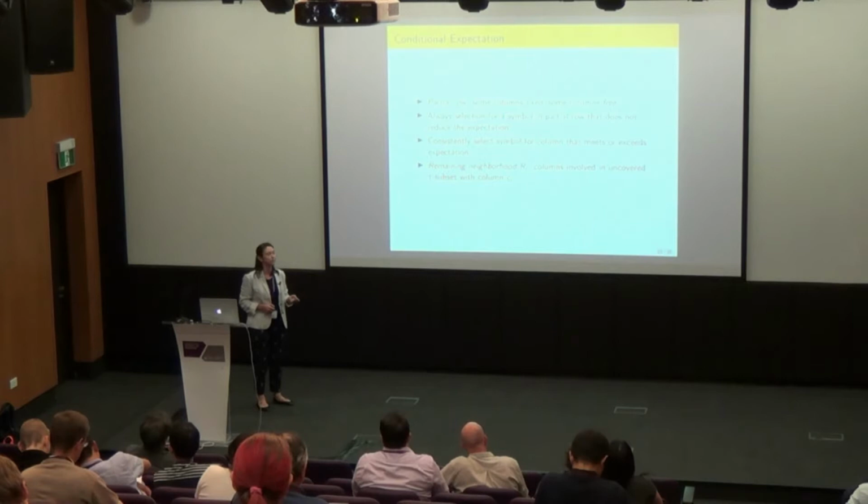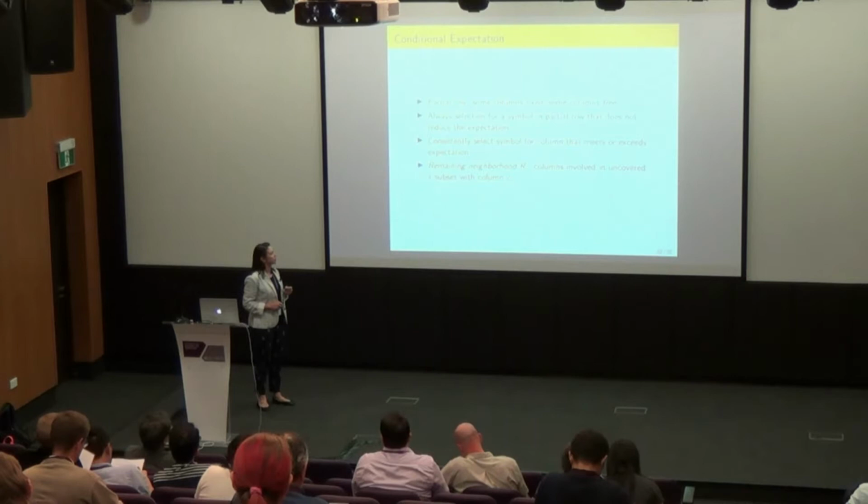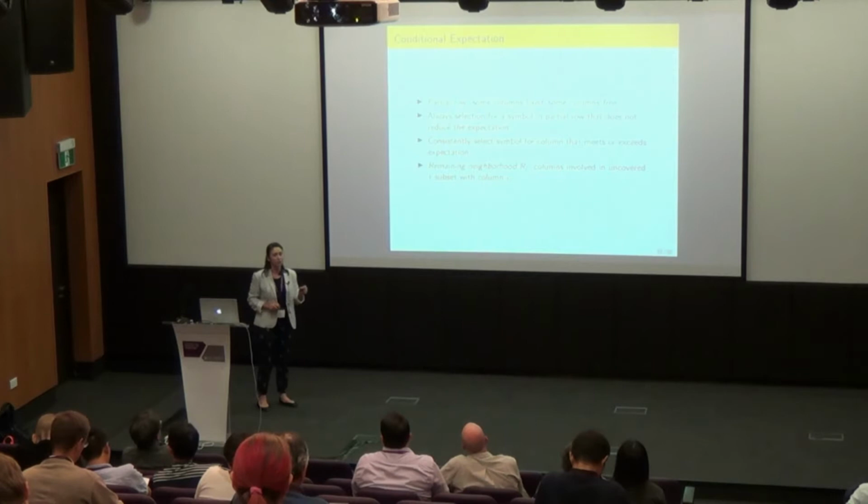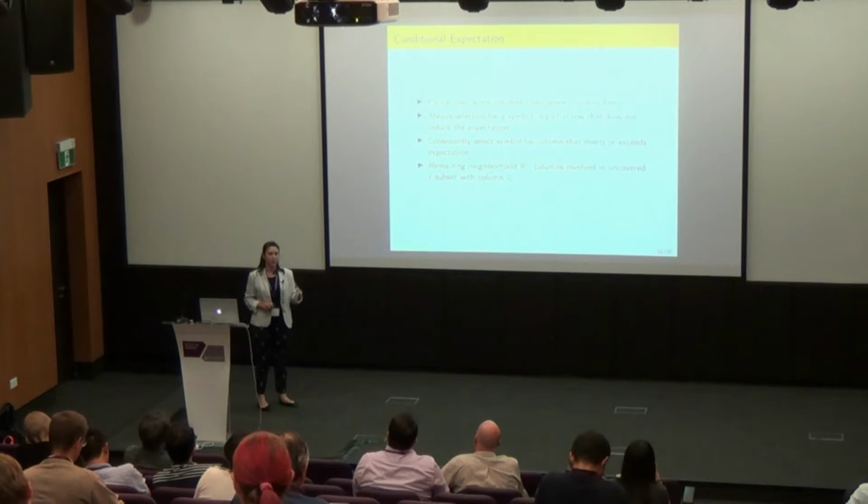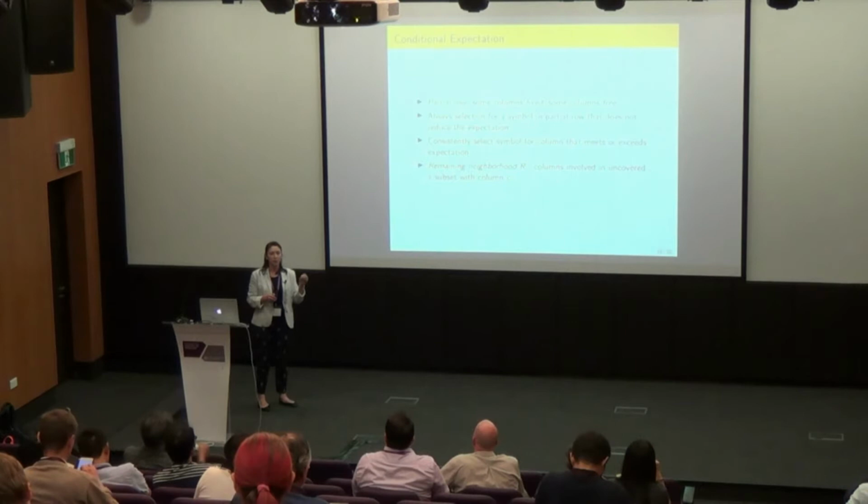This is a really nice property: when we're trying to meet or exceed the expectation to fix a symbol in a particular column, I only need to consider the remaining neighborhood of that column. In other words, I only need to consider the other columns that are involved in T subsets that are not yet covered. So it's a small number of the columns in the main array. I don't have to look at the whole row at once.